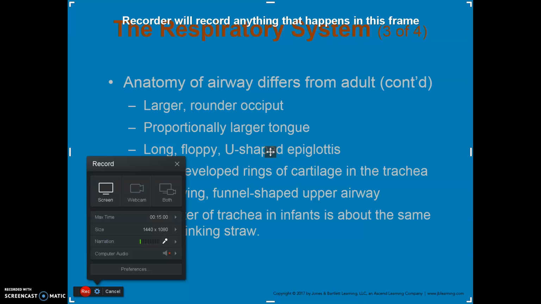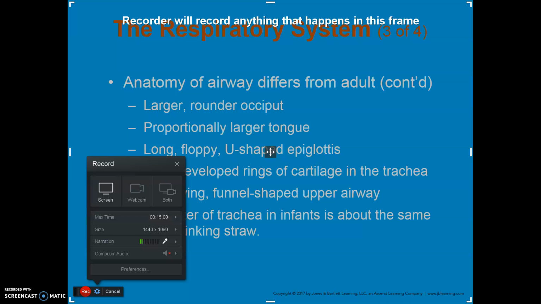The occiput is larger and rounder, which requires more careful positioning of the airway. So the back of the head is much longer and more rounded. So in order to get the airway open, typically you have to put something under the shoulders to get the airway opened correctly. The tongue is larger relative to the size of the mouth and in a more anterior location, so a child's tongue can easily block the airway.